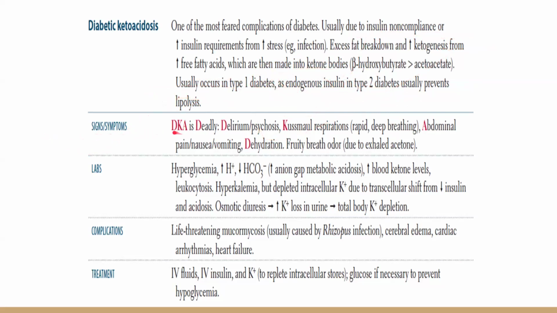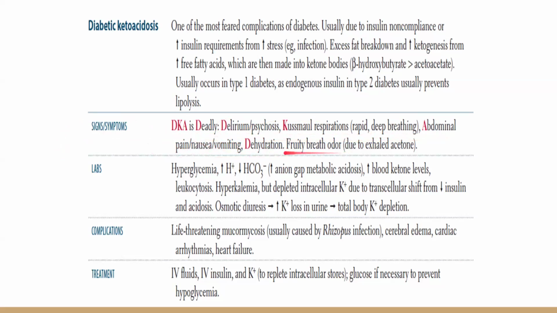Signs and symptoms. DKA, or diabetic ketoacidosis, is deadly, okay? So a lot of these here. Delirium, basically delusional psychosis. Kussmaul respirations, like I said, rapid, deep breathing, because there's acidosis. Abdominal pain, nausea, vomiting due to the ketones like we mentioned earlier, dehydration, and thirst. Why? Because of the plasma osmolarity problems that we mentioned earlier, right?